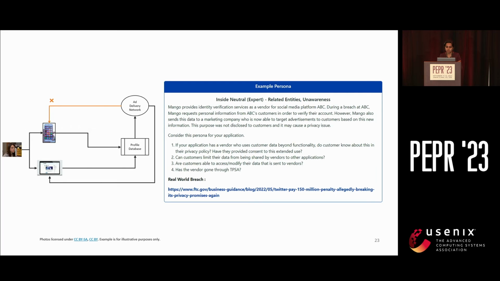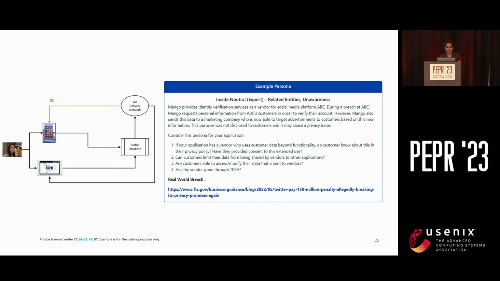An example persona here could be, say, Mango provides identity verification services as a vendor for the social media platform, but during a breach they find that this information is shared with this third party to verify their account, but they also send this data to a marketing company, and in this example, they're getting all of these ads from that company. So that's a privacy issue.